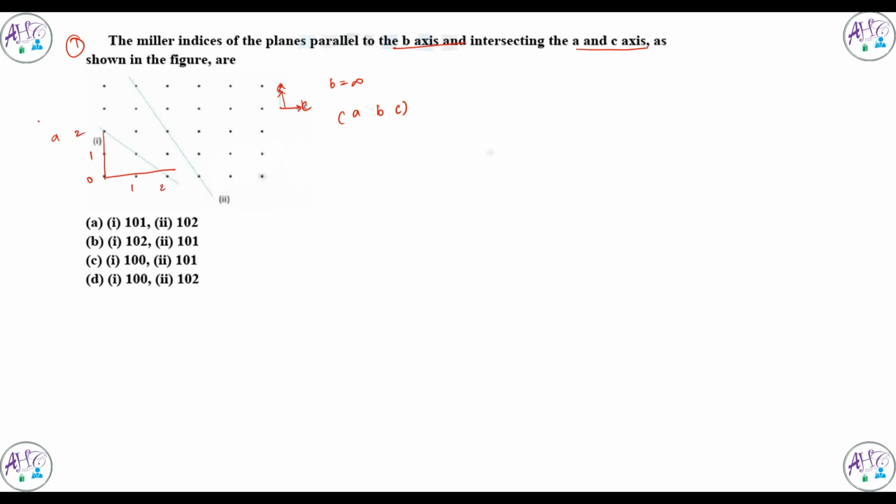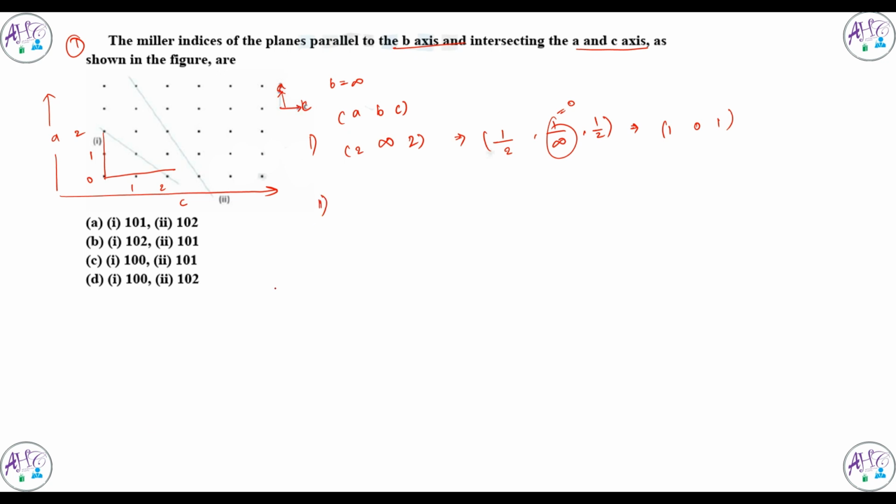So if you see, this is your A axis, and this is going to be your C. Now, A value is going to be 2, B is going to be infinity, and C is going to be 2. So in order to convert to Miller indices, the intercepts will be reciprocal. So it's going to be 1/2, 1/infinity, and then 1/2. If you simplify, 1/2 and 1/2 you can consider as 1 1, and 1/infinity is going to be equal to 0. So this is going to be the 1 0 1 plane.